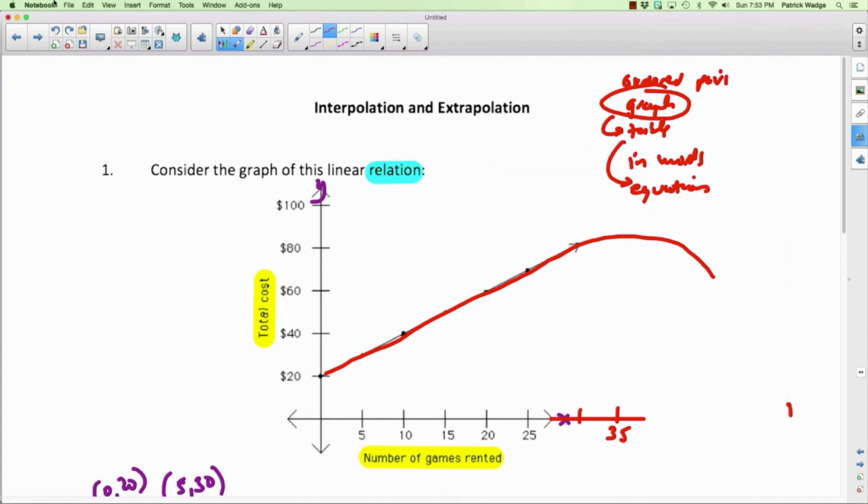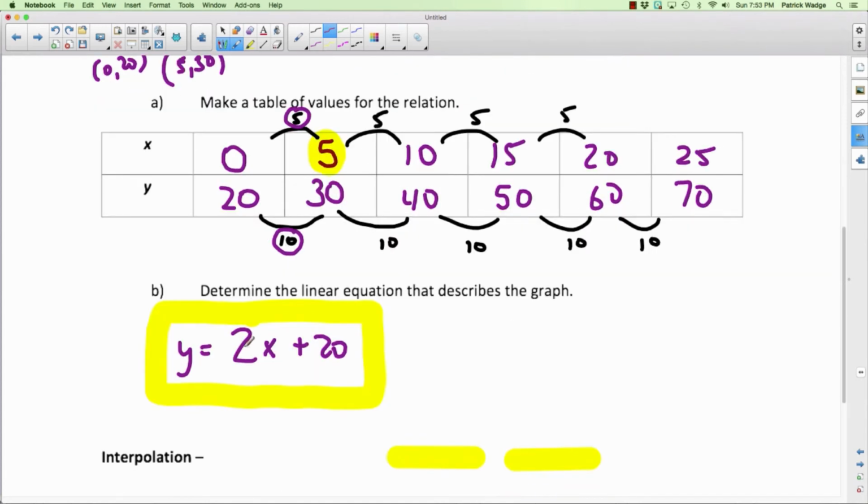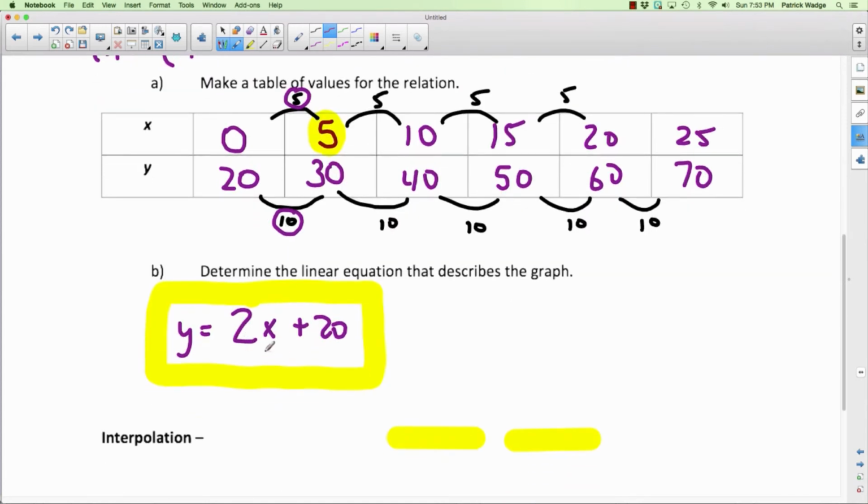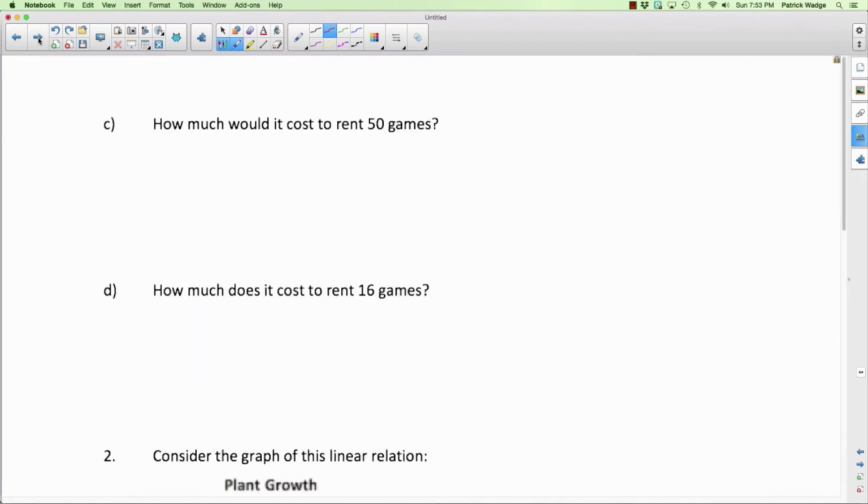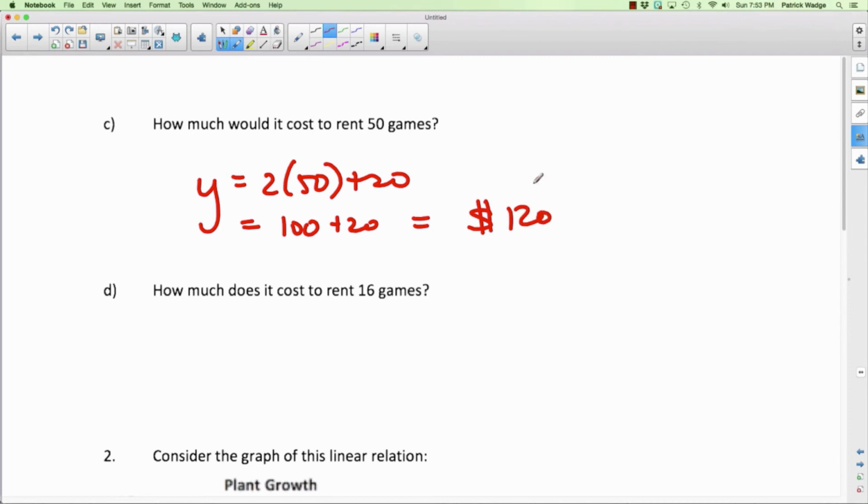So instead of doing that, why don't we use our equation right here? We want to know how much it's going to be for 50 games, so I'm going to put 50 into the x. So I'm going to have y equals 2 times 50 plus 20. Let me write that down. y equals 2 times 50 plus 20. Well, 2 times 50 is 100 plus the extra 20. It's going to cost $120 to rent 50 games. Holy smokes. But who's renting 50 games? That seems a bit unrealistic.